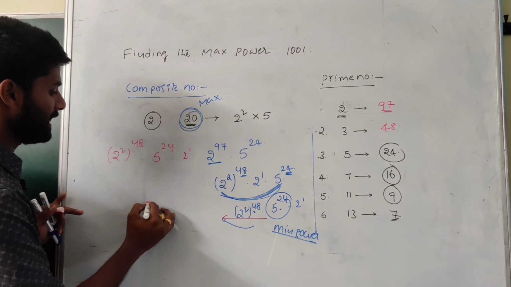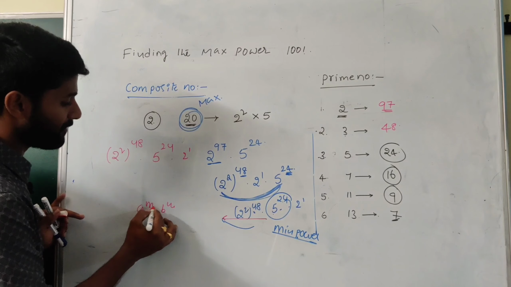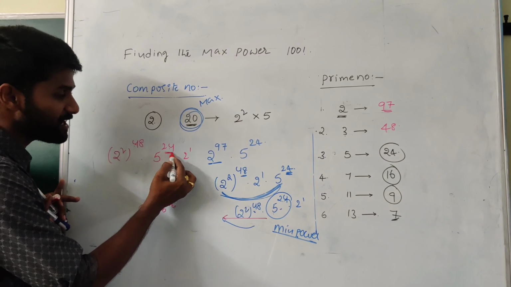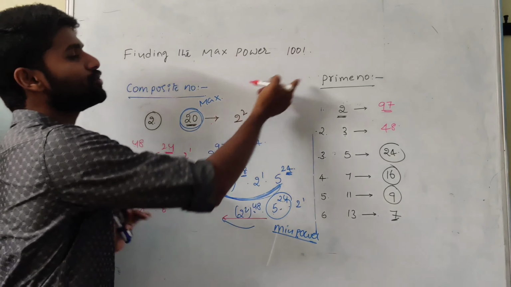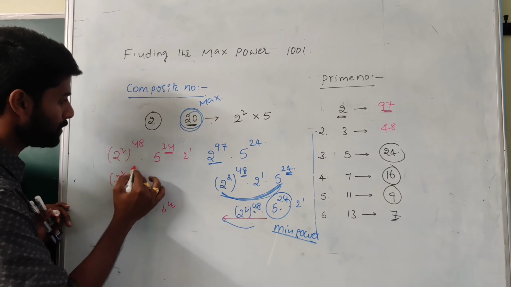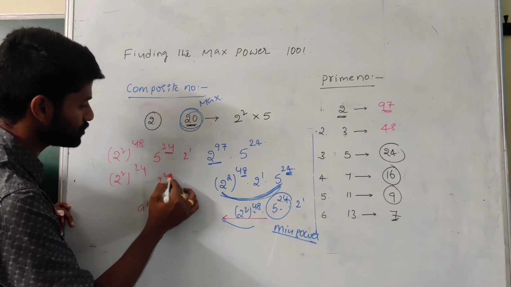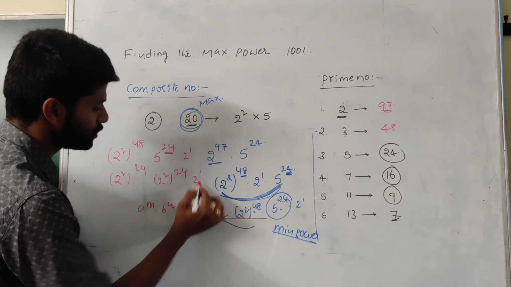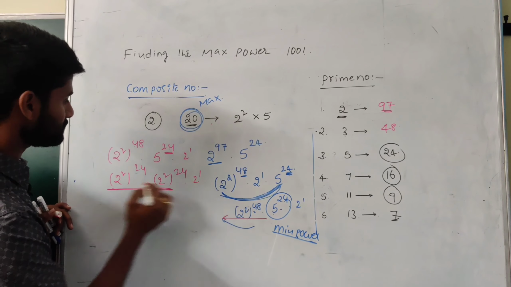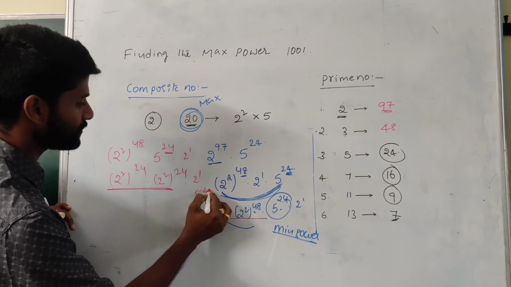We have a property: a power m, b power m. The power value must be equal. Out of these two, the 5 consists of the minimum power, and that is exactly equal to the maximum power of 20. If you write 2 square whole power 24 into 2 square whole power 24 into 2 power n, so finally write this equation, n, 5 power 24, sorry.